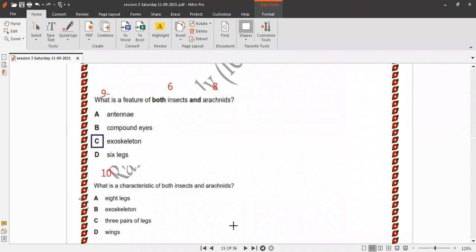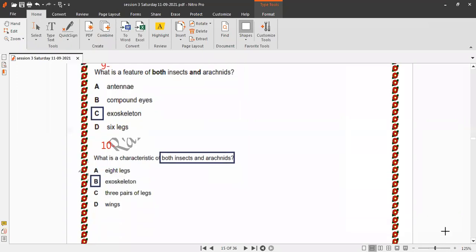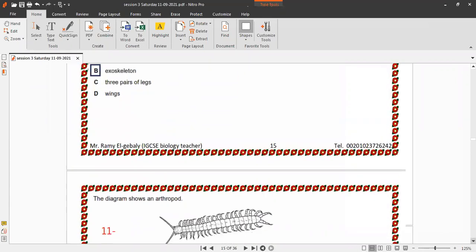What is a characteristic in both insects and arachnids? Exoskeleton. B, exoskeleton, yes. This one, number 10, is the same as number 9. It's exoskeleton, they are repeated, but with a different choice.